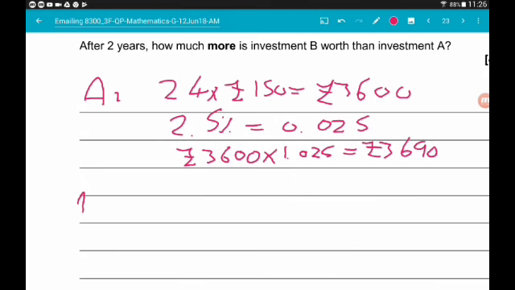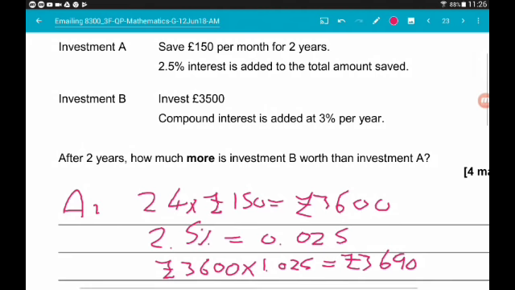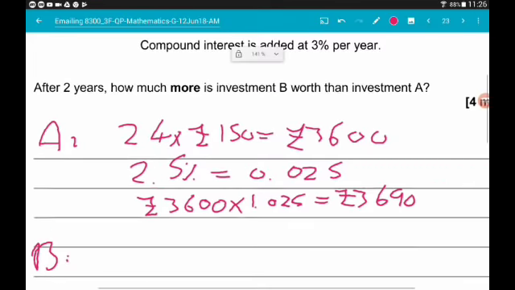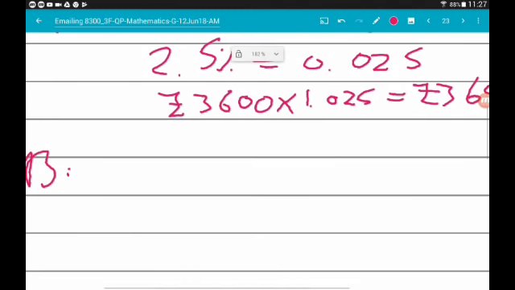So now we need to do investment B, which tells us to invest £3,500, and then we get paid compound interest of 3% per year. So compound interest means that the interest builds up. In the second year, we get paid interest on that £3,500 and the amount of interest that we earned in the first year. So again, I'm going to do this by decimal multipliers.